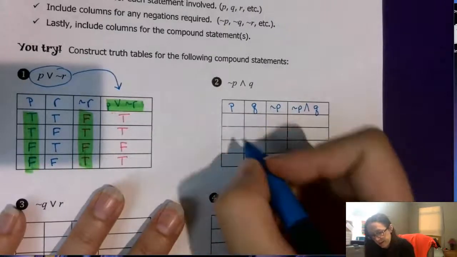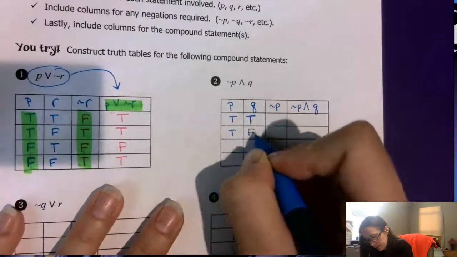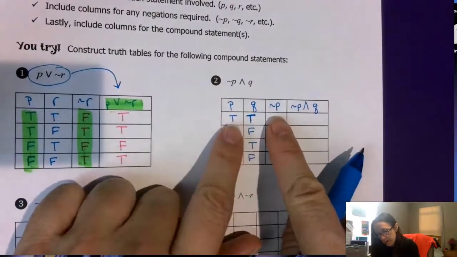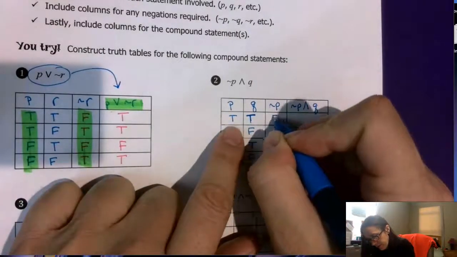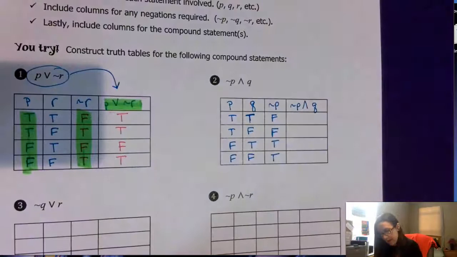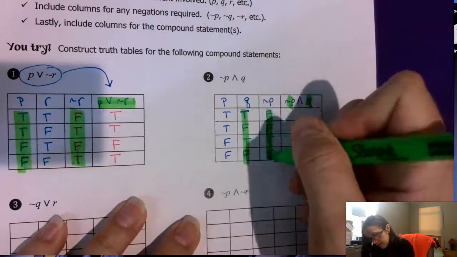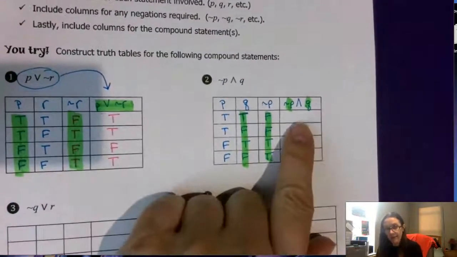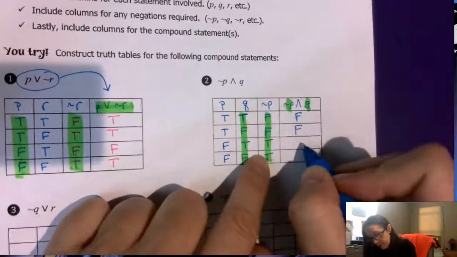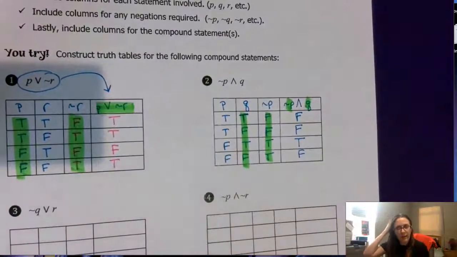Okay, you need every combination here, so you have true, true, true, false, false, true, false, false. Not P is going to be the opposite, so if that's true, this is false: false, false, true, true. I am looking at not P and Q, so these two columns here. And it's an "and", so they both have to be true. One's false, one's false. Both are true here. This is my true statement. One is false. It's kind of how you would fill that in.